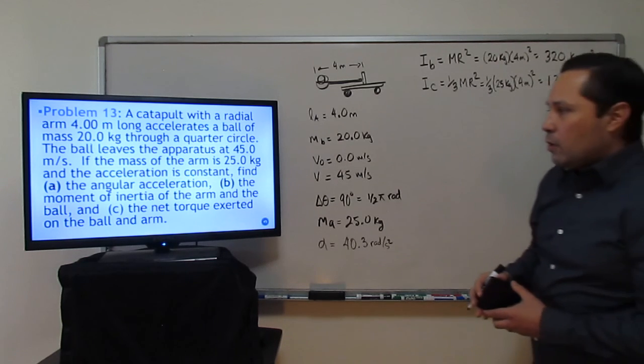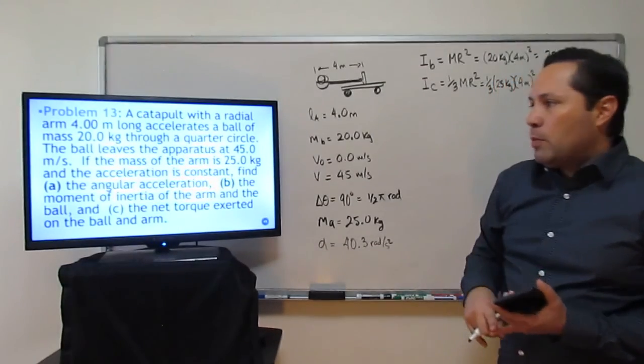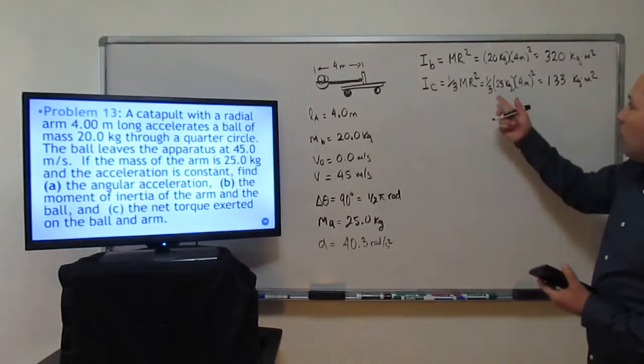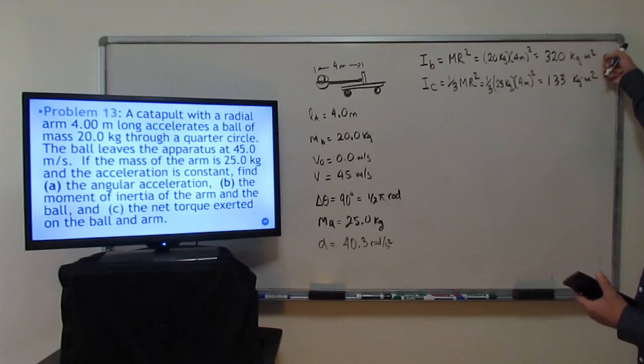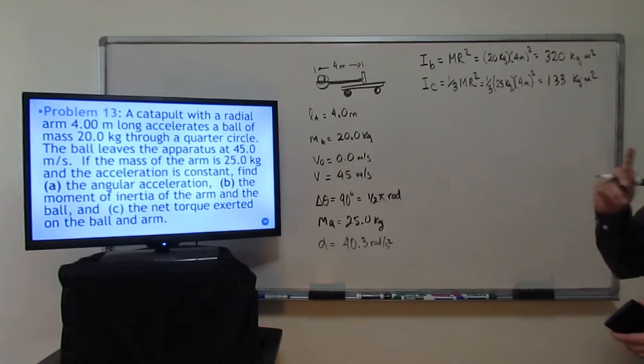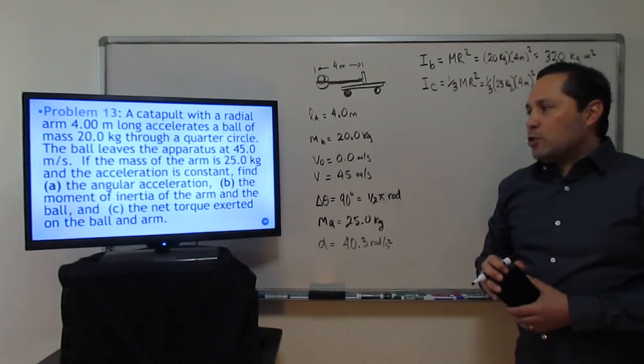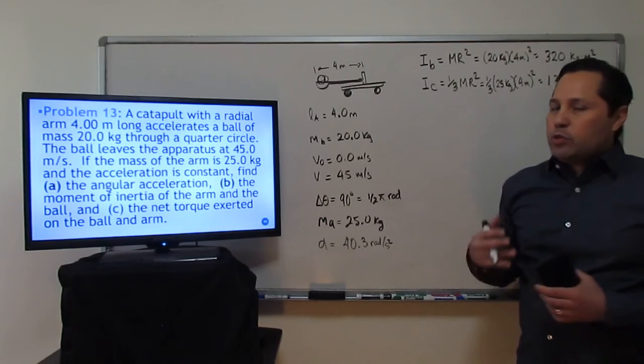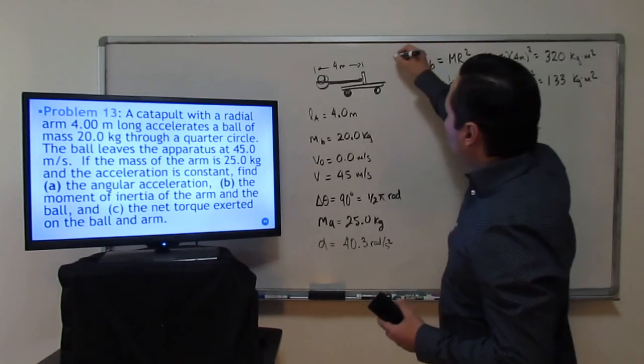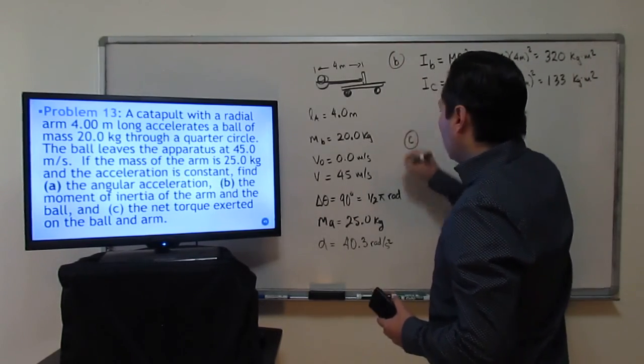All right, so in the question they asked the moment of inertia of the arm and the moment of inertia of the ball. So the answer for part B is here. Here's for the ball, here's for the arm. Now in part C they said the net torque exerted on the ball and the arm. So what is the total torque? All right, so that's part B here. Part C, let's go ahead and solve it here.